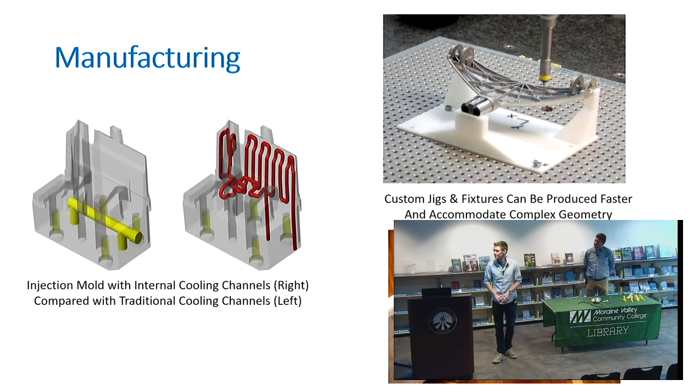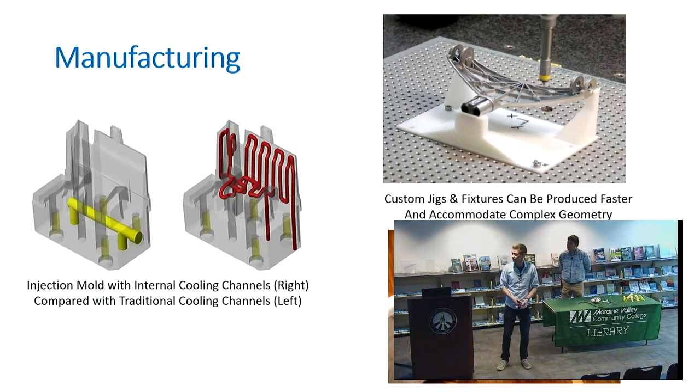And because we can print the parts with these channels through the actual mold, you can cut the time it takes for your parts to cool by half. I think it took 10 seconds versus 22 seconds. So you're doubling your productivity. The left side shows the traditional means, which is basically just drilling a hole. You couldn't do much else besides that. But with 3D printing, we can create channels inside the part itself.